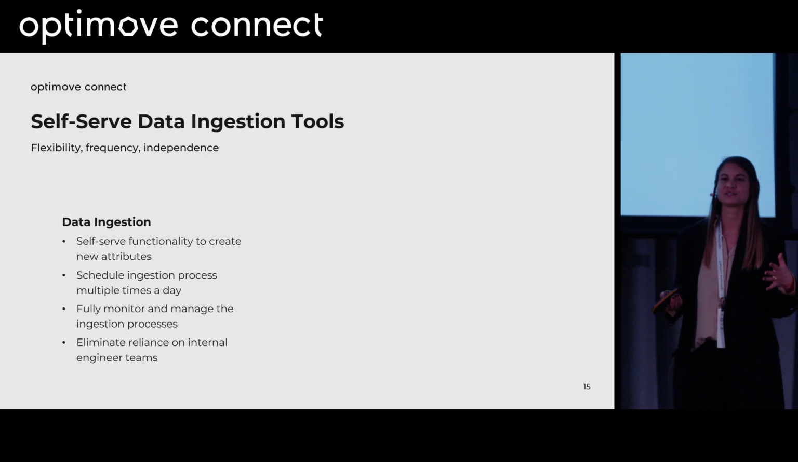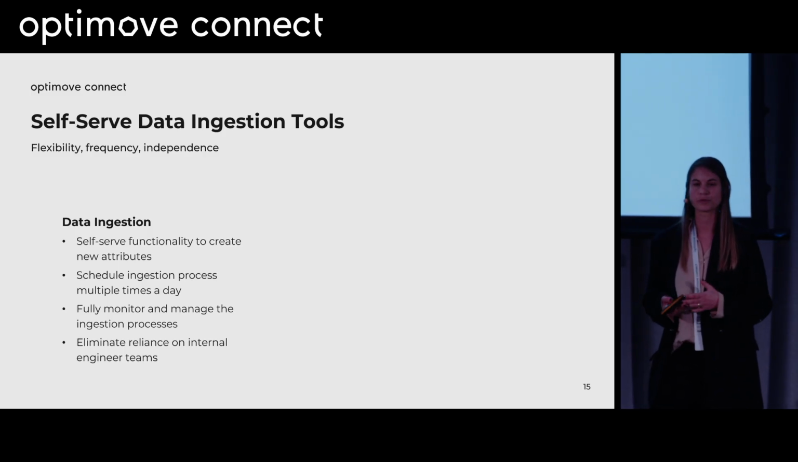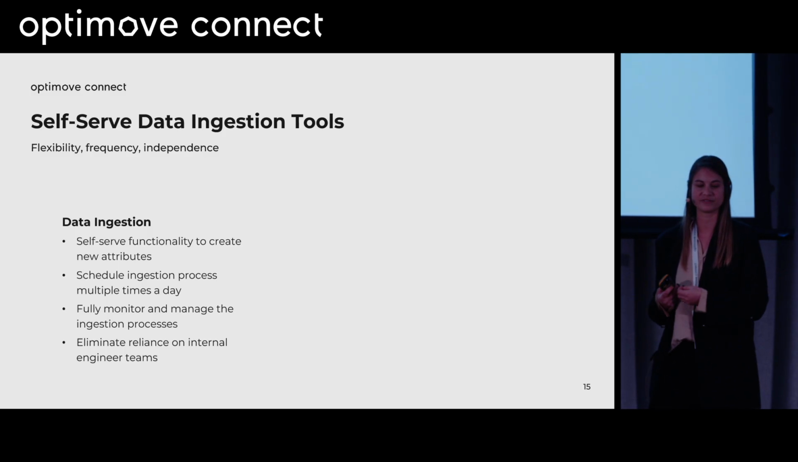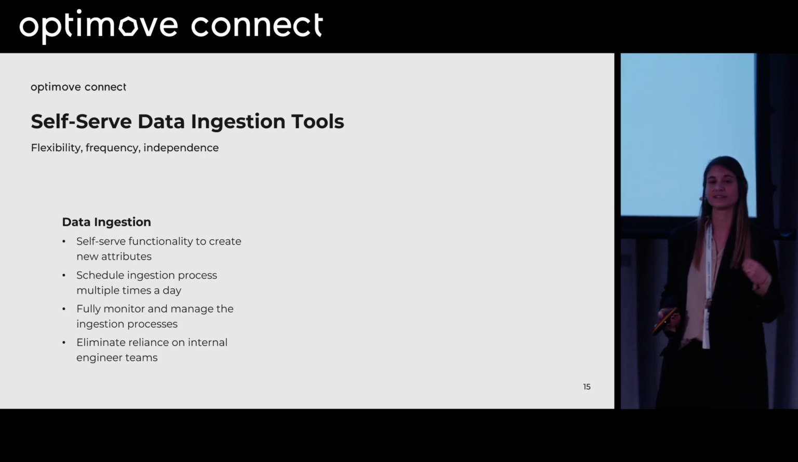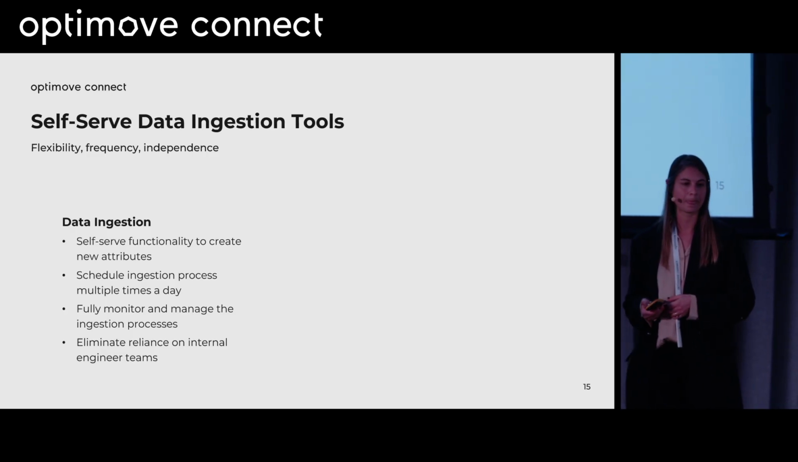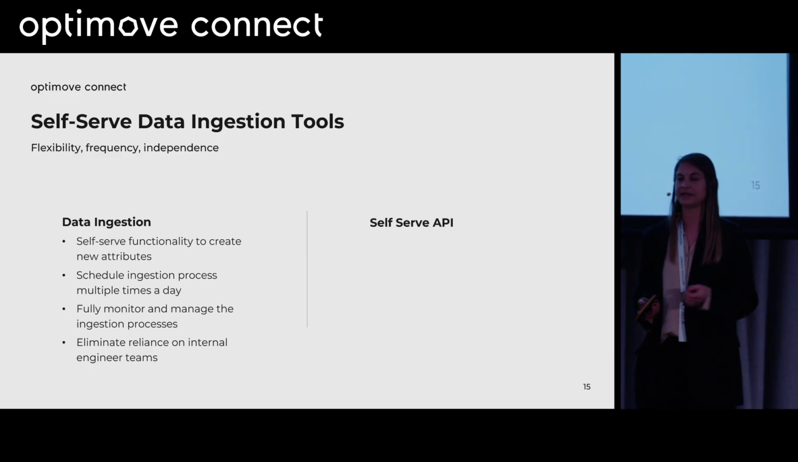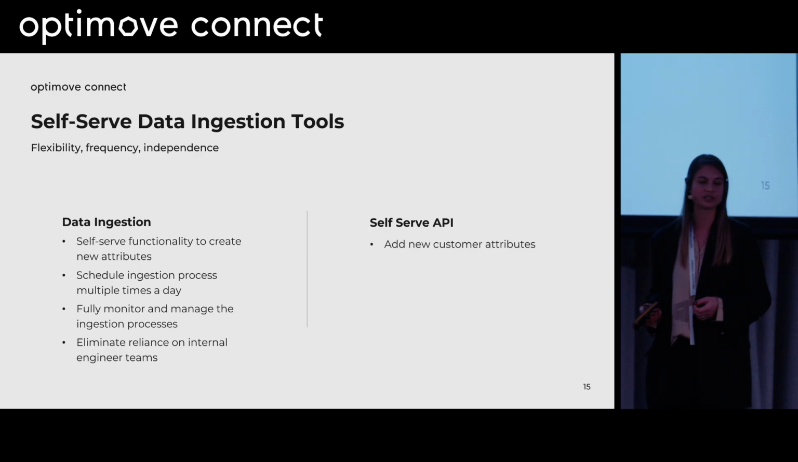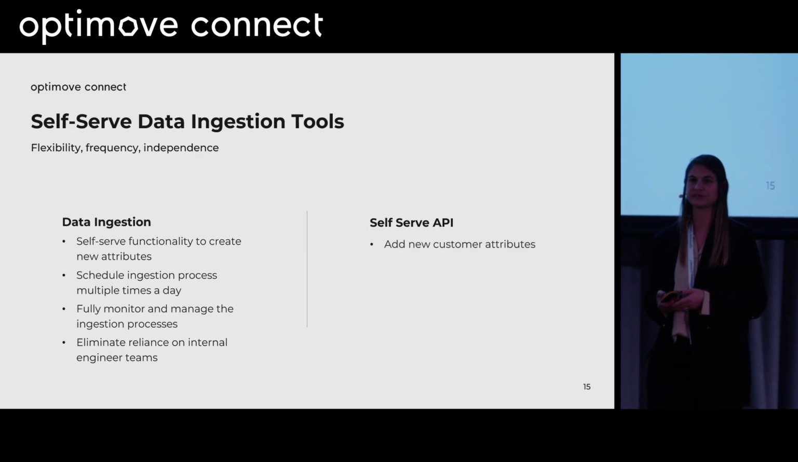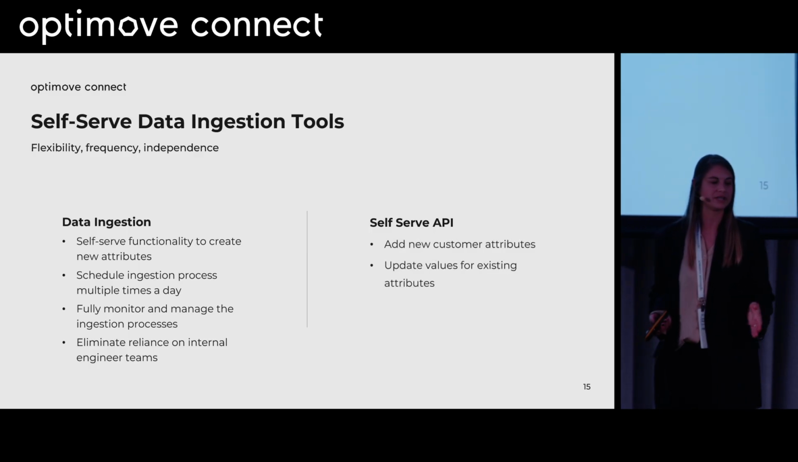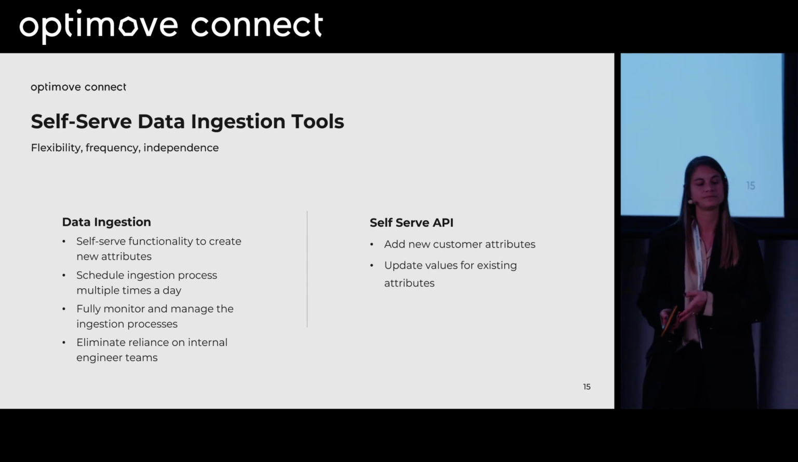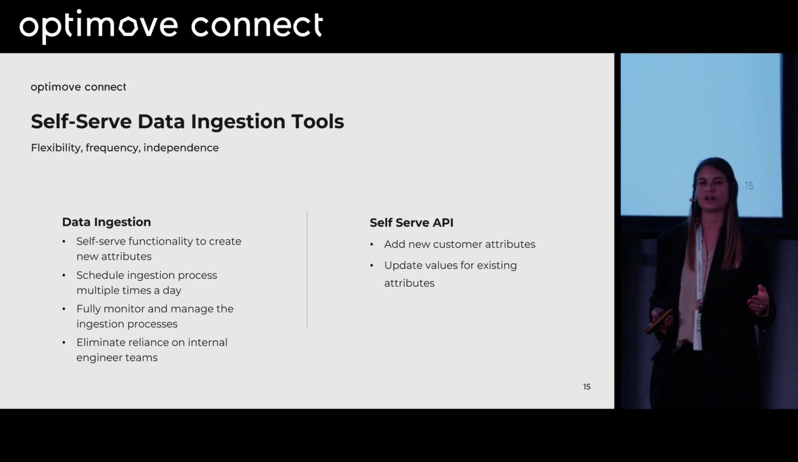This very much sits with our positionless marketeer approach, where we empower marketeers to do more in the Optimove instance, be more independent and less reliant on other teams. Now, another self-serve tool that we have in Optimove is the self-serve API. You can use this API call to add new customer attributes to your Optimove instance and also update values for existing attributes. Any values that will be supplied in this call will just overwrite any previous values.